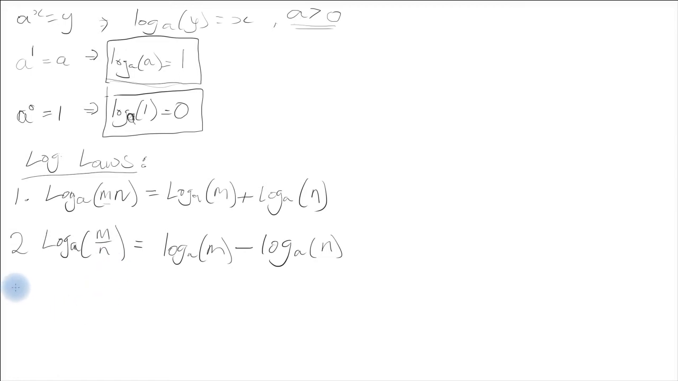Okay, now we're up to our last law. Our third logarithmic law says that logarithm to the base a, now if you have a number m to the power of another number n, what you can do is take that n outside as a multiple, as a factor if you like. So that will equal n, this exponent, times logarithm to the base a of m. Okay, so these are our 3 log laws, and you're going to be getting these stuck in your head by using them again and again. So let me do an example of each one.